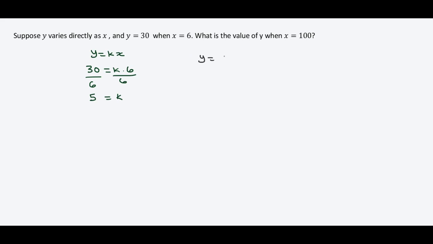Y is equal to 5x. Now we want to find the value of y when x is 100. Y is equal to 5 multiplied by 100. So y is equal to 500. So that is the value of y when x is 100.